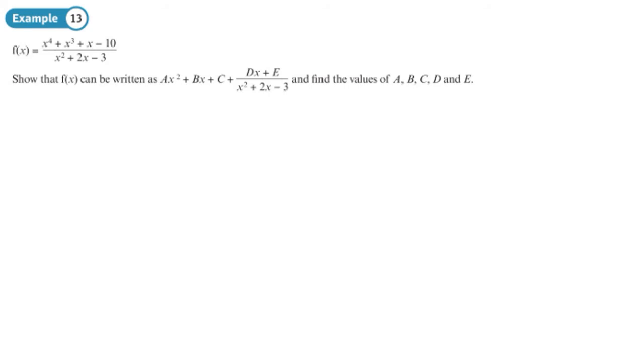Right, maybe we'll do it that way. We've done long division, let's do this the other way then. So x to the 4 plus x cubed plus x minus 10.